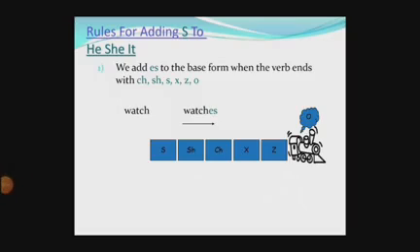When do we add s, es, or ies to the verbs? We add es to the base form when the verb ends with ch, sh, s, x, z, and o. For example, watch. The verb ends with ch, so I add es to the verb. Can you think of other examples?